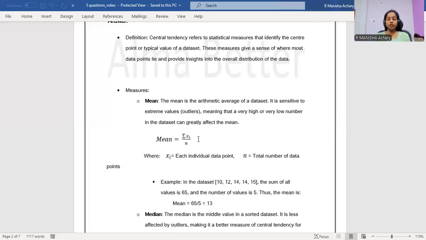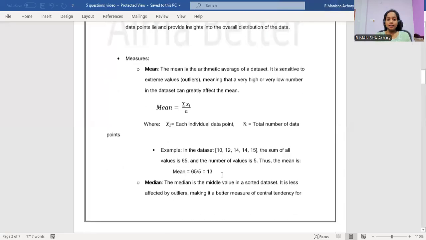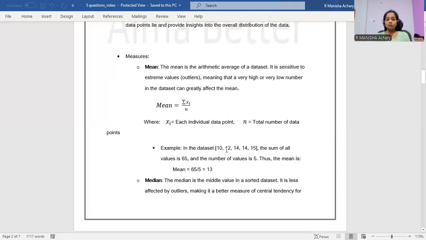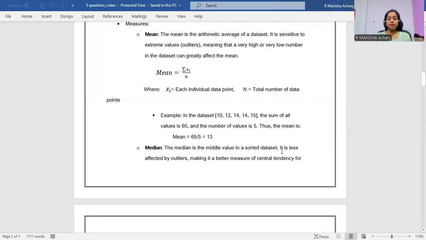Let's take an example. In this dataset, the numbers are 10, 12, 14, 14, and 15. So the sum of all values in the dataset is 65, and the number of values is 5. Thus, the mean is the total 65 divided by the number of values, which is 5, equals 13. So here the mean is 13. This is how we can calculate the mean.